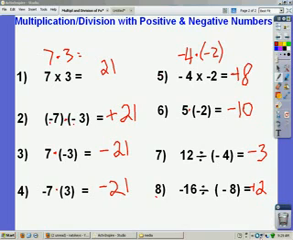Okay, very quickly I ran through this. So now hopefully you understand. But if you're still not very clear, pause this, go through these examples, and practice on your own.